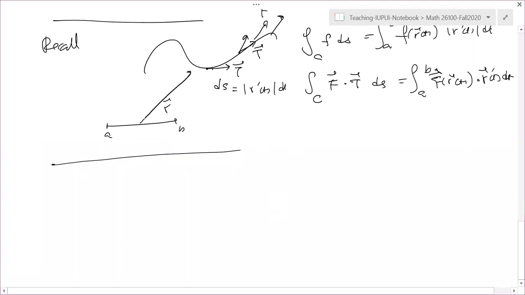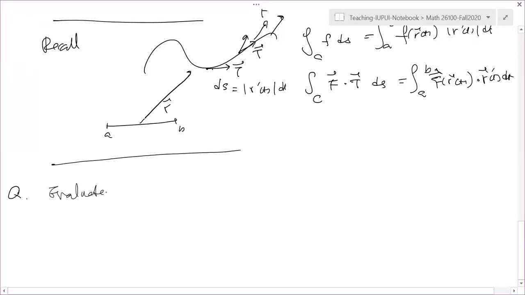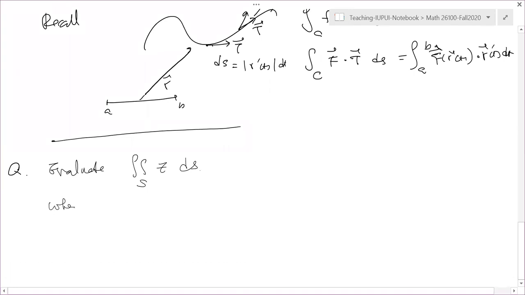So I'm going to do the following problem. Evaluate the surface integral of the function z dS, where S is the surface whose sides are given by the cylinder.